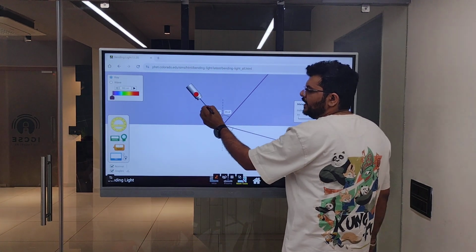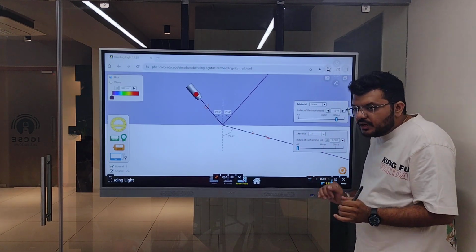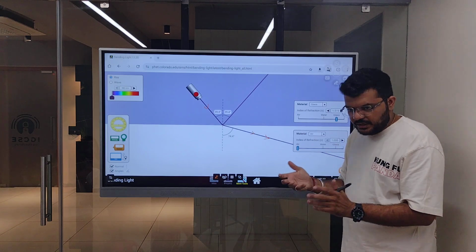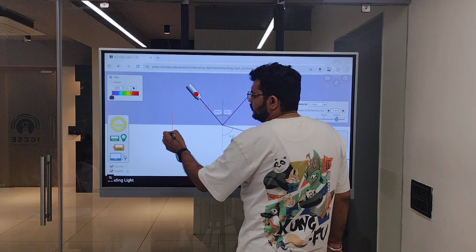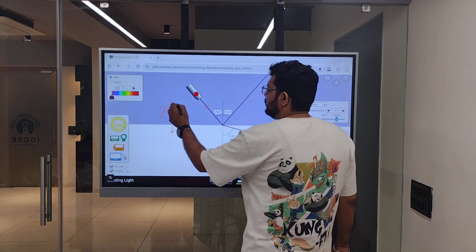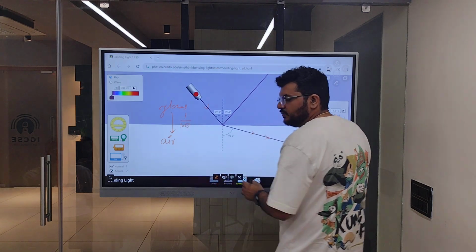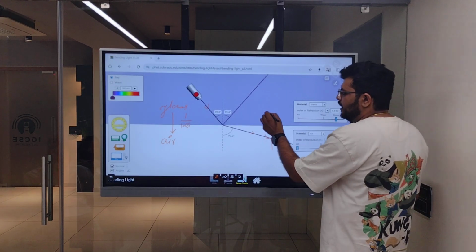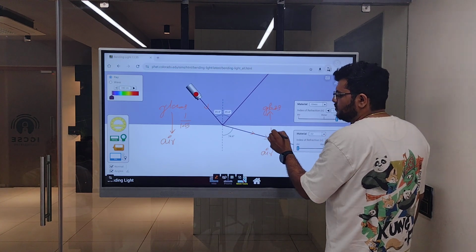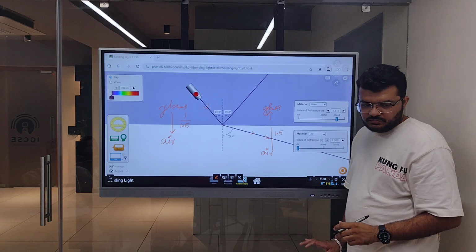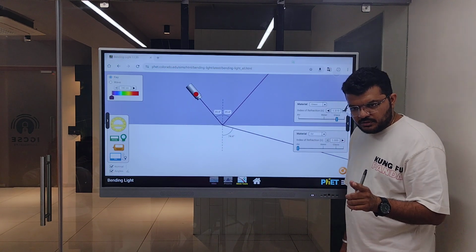This is how the light is traveling right now. What is governing this angle of refraction? The refractive index. So let's say the refractive index from glass to air is 1 upon 1.5. Will the refractive index from air to glass be actually just 1.5? Yes. Do you agree to this?